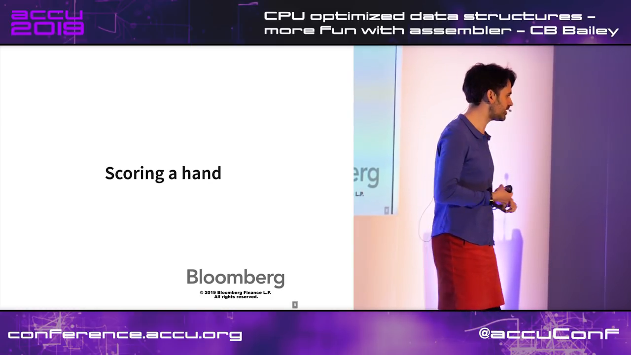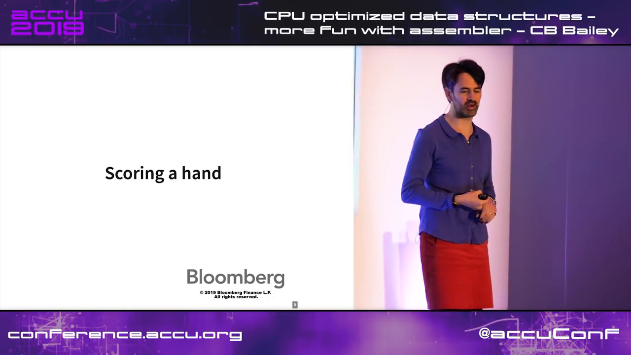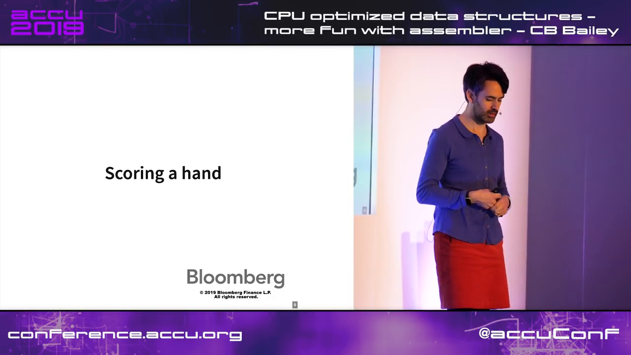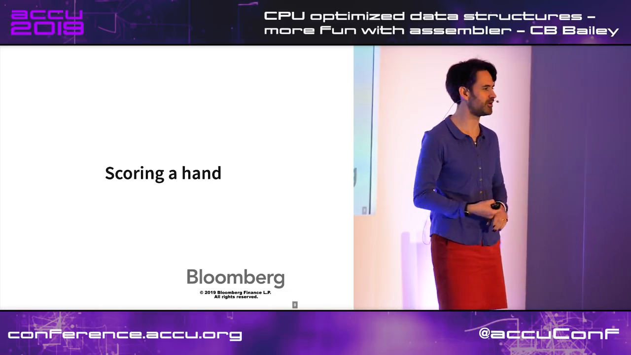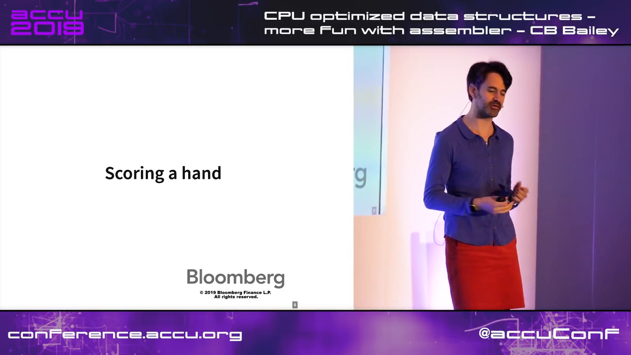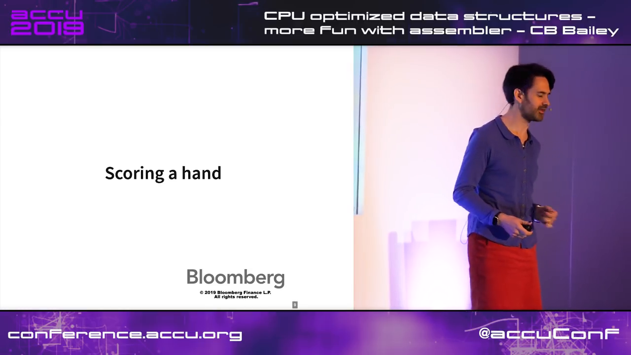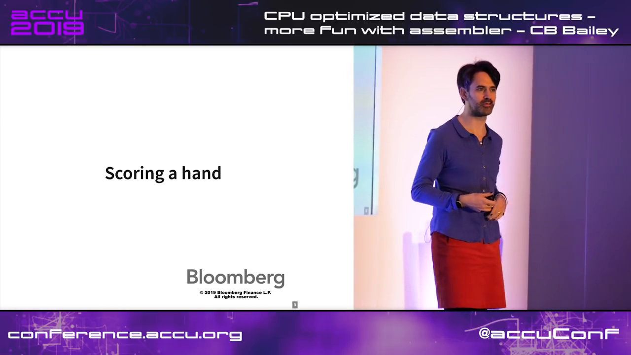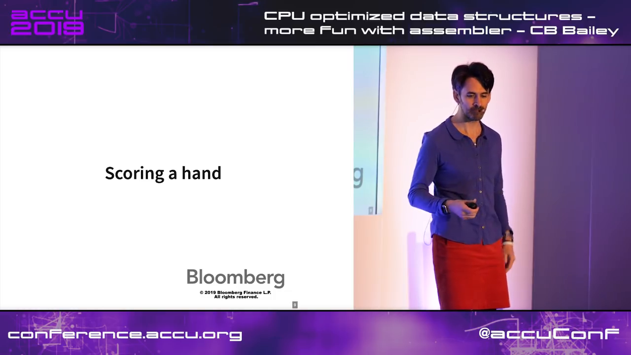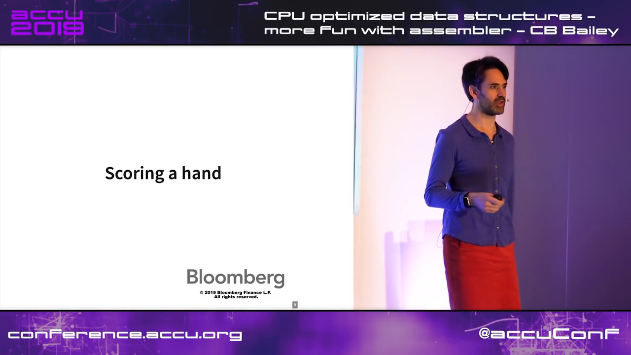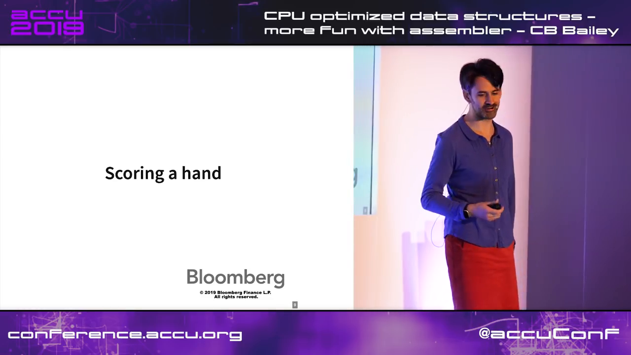Okay, so the first thing we need to know is, how do we score a hand? Kind of careful of the time. I don't want to get all the way to the end and have taught you how to play poker and given you absolutely nothing to do with CPUs or data structures or anything like that. So if anybody's bored, do let me know, and I'll skip on to just slides which are full of assembler. If you need more sleep, you can go straight to the assembler slides.